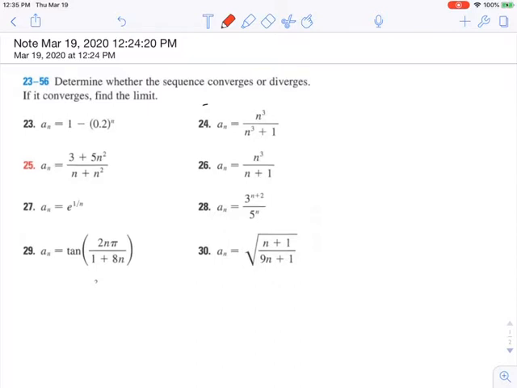I'm going to look at these sequences and determine if they converge or diverge. So remember, all we're doing for each of these is taking the limit as n goes to infinity of a sub n, and trying to determine whether it converges or diverges. If we get a number, that means it converges. If we get infinity or something erratic, where the limit does not exist, those both tell us that it diverges.